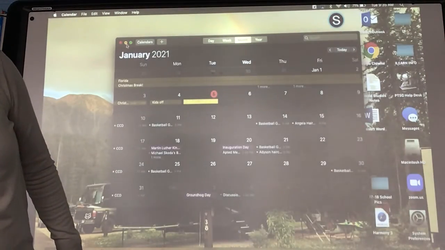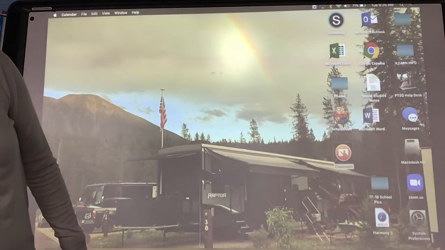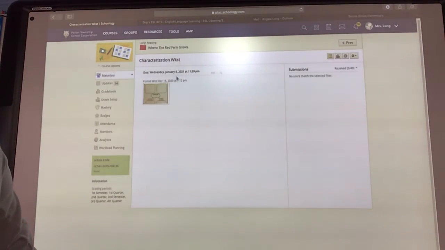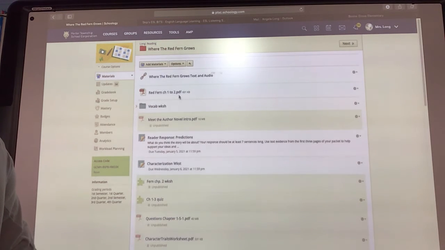That's not what I want. There it is. I want to close this. There we go. So you're going to submit that back to the characterization worksheet. And that is it for today. Nothing out of the packet.